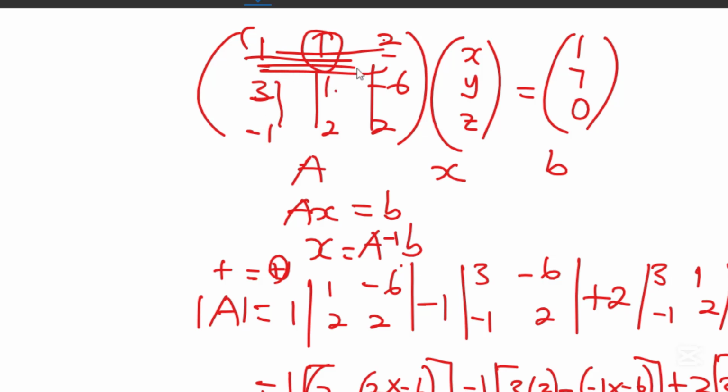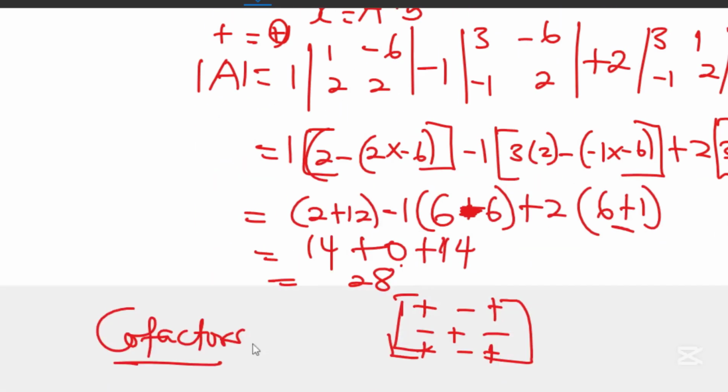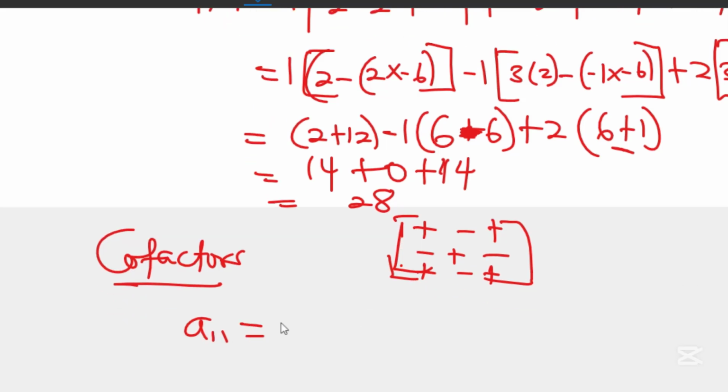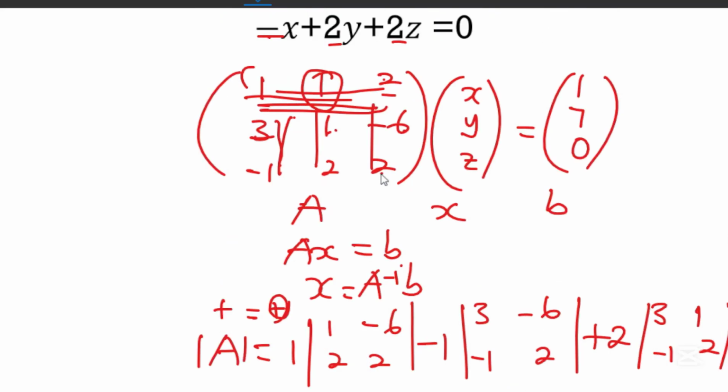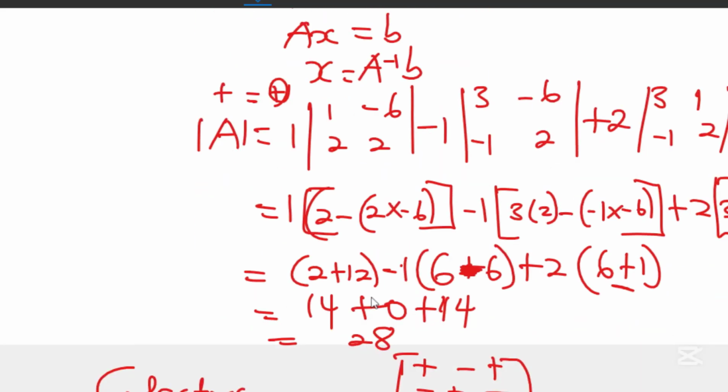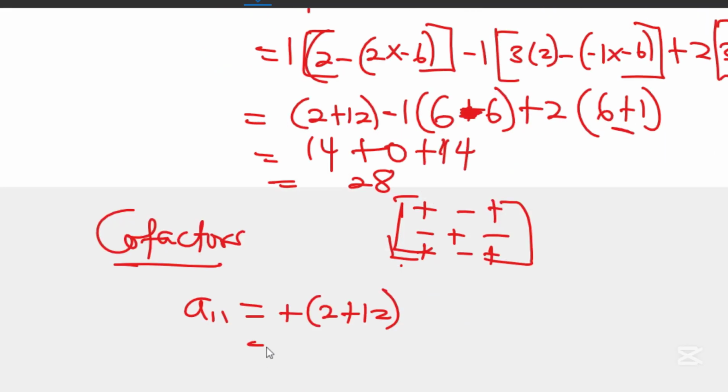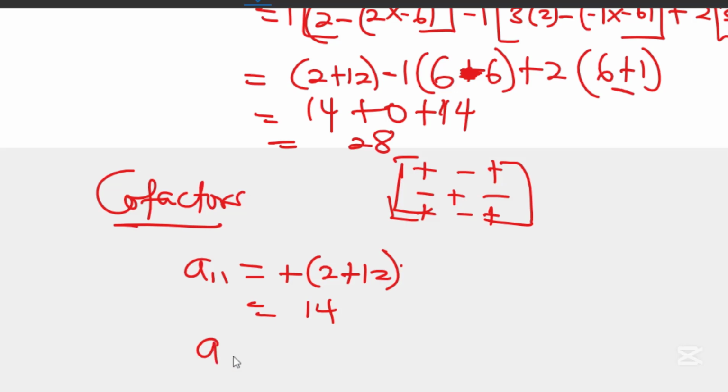So we are left with 1, negative 6, 2, 2, but the rule is plus minus plus. So the first one is A11, so we are going to have plus 2 plus 12. Why? Because 1 times 2 is 2, minus 2 times negative 6, which gives us positive 12. So A11 is equal to 14. Then the next one is A12.